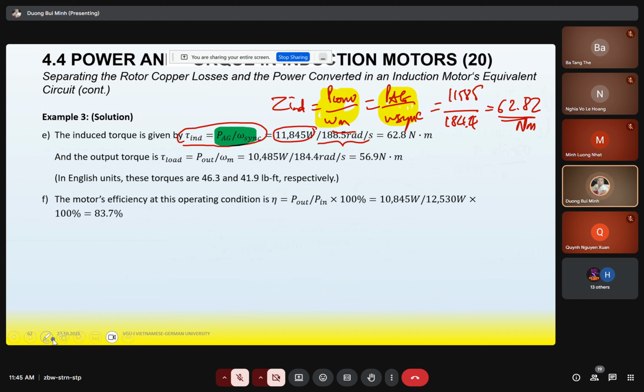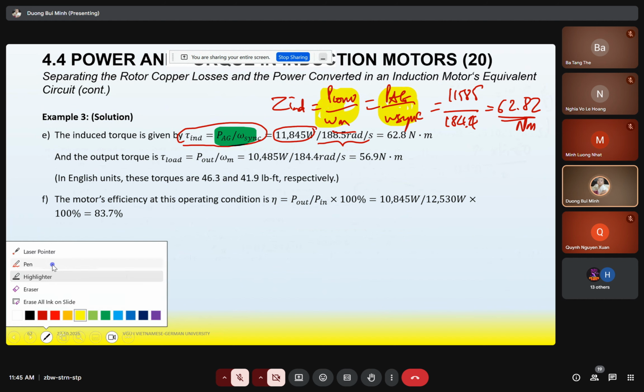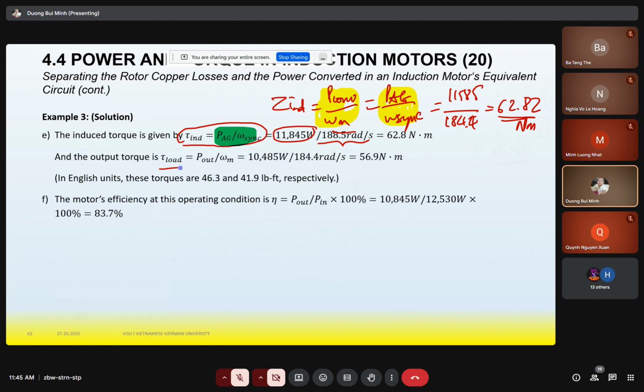Okay, so based on the output power, we can calculate load torque. So load torque is output power over omega m, and output power we calculated before. You get 10,485 over omega m. Omega m is 184.4, and you get the load torque is 56.9.